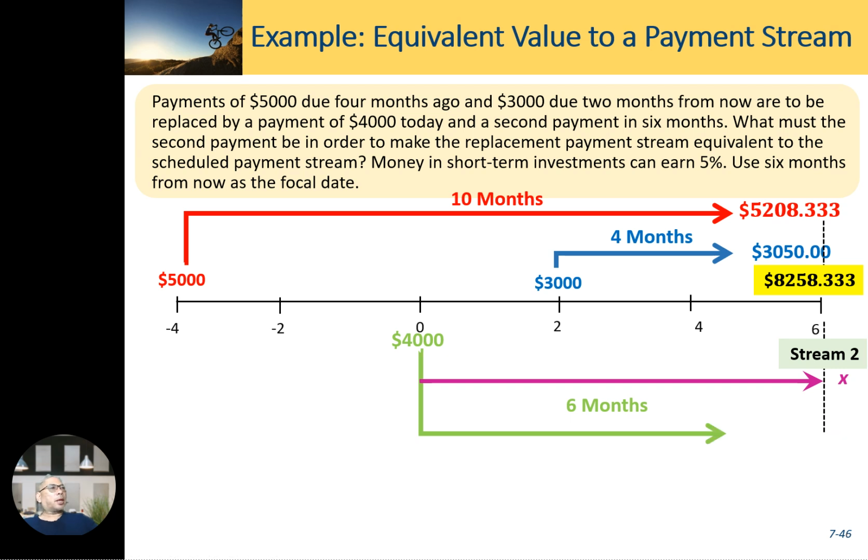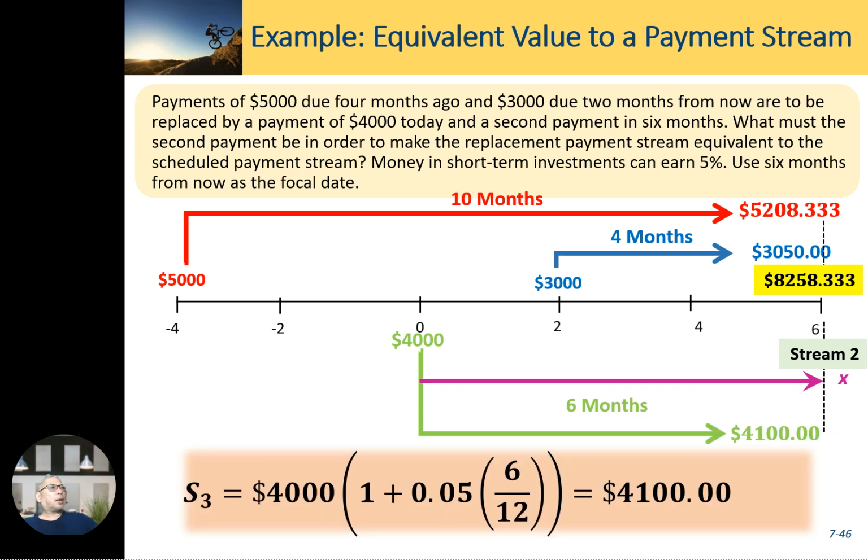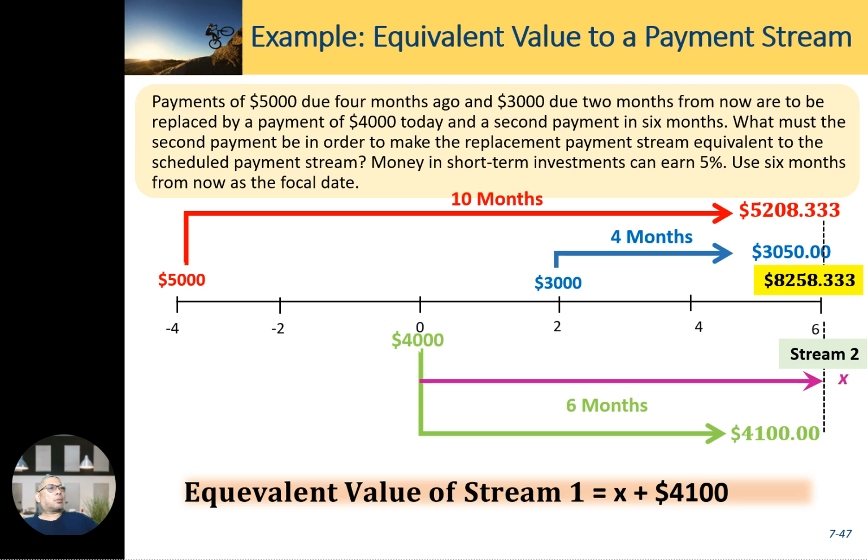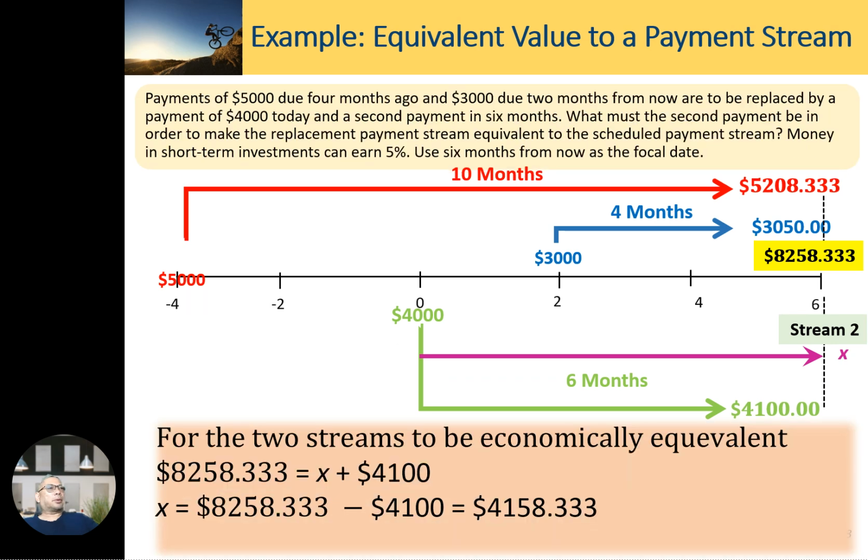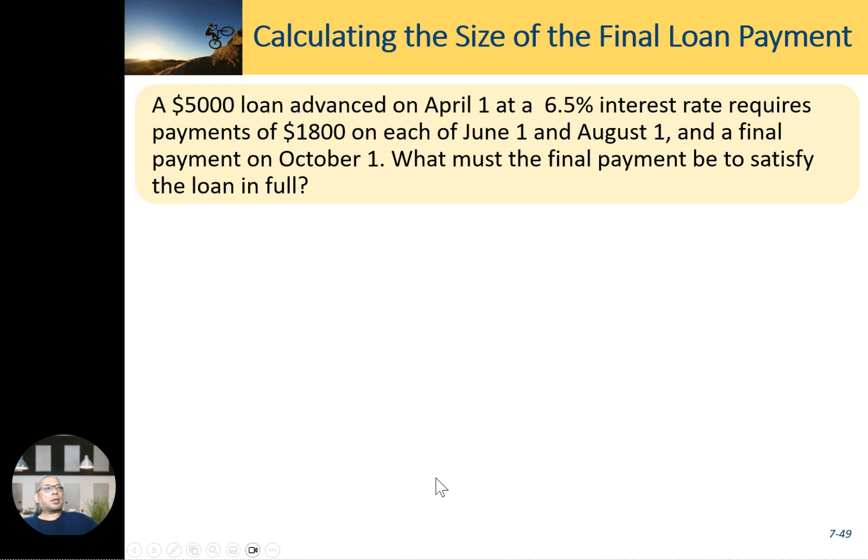And then we're going to look at the second stream. 4,100. Where is this coming from? This is the third one, 4,100. And then stream 1 equals stream 2, which is X plus 4,100. So 8,258.33 equals X plus 4,100, and 8,258.33 minus 4,100 is 4,158.23.